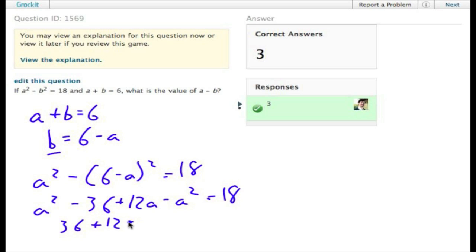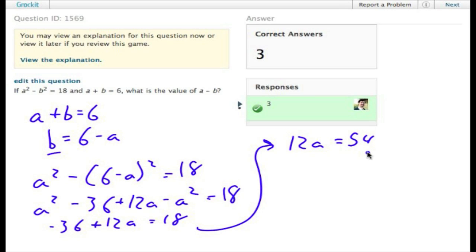plus 12a equals 18. Bring that over here. It's negative 36 because it's minus 36 there. So we add 36 to both sides and we come up with 12a is equal to 54. So we divide each side by 12 and we come up with a is equal to, what is it, 4.5.